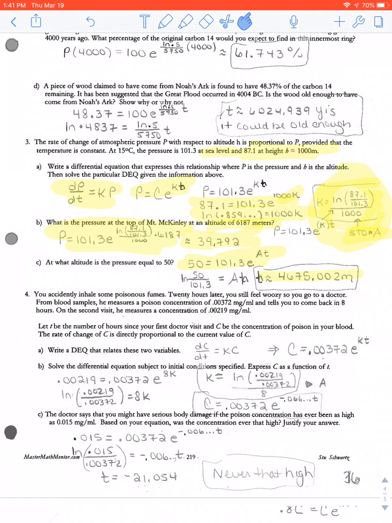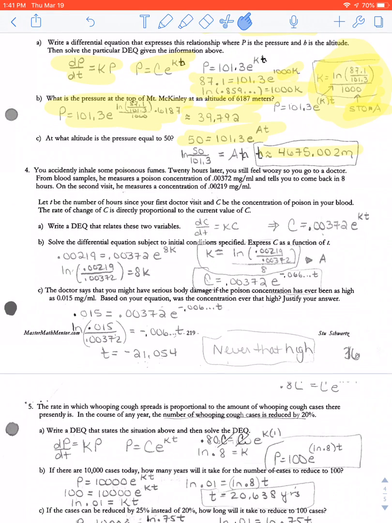Okay, 4B was another question. Once you get the actual general solution, C equals 0.00372 e to the kt, I'm going to use where it says on the second visit, the measure was 0.00219. That second visit was 8 hours later. So 0.00372 was the initial value at time 0. 8 hours later, it was 0.00219. So I know my C value, and I know 0.00219 is that C value when time is 8.